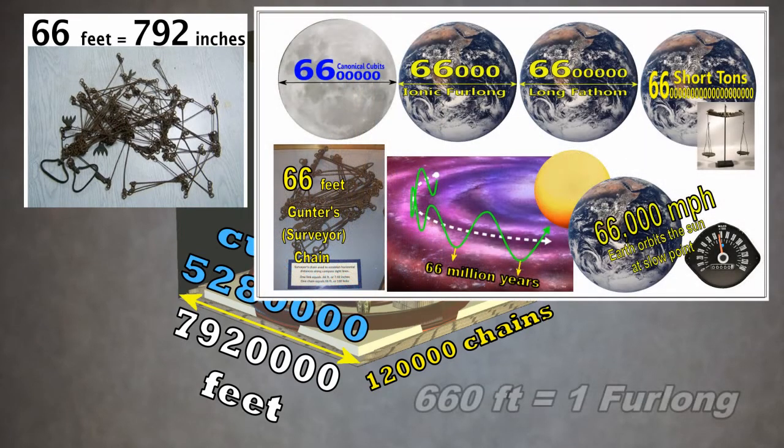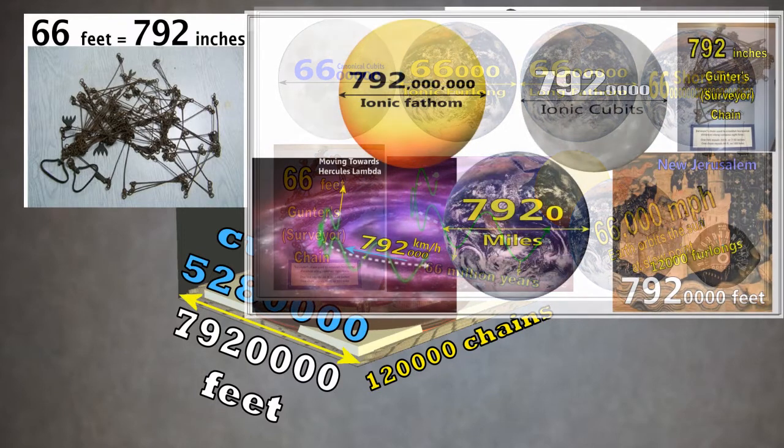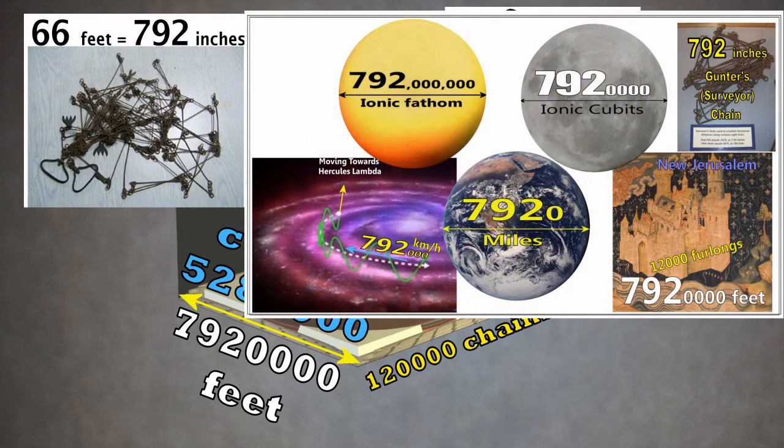Now, 66 feet or 660 feet for 1 furlong. Either way, we get the size of the Moon in canonical cubits, the size of the Earth in Ionic furlong, the size of the Earth in Ionic fathom, long fathom, the long foot, the weight of the Earth at 66,000 short tons, the speed of the Earth around the Sun at 66,000 miles per hour at its slowest point, and also, as best available knowledge, the solar system sort of goes up and down the ecliptic on a cycle of 66 million years. 66 feet per Gunter's chain, or 660 feet per furlong.